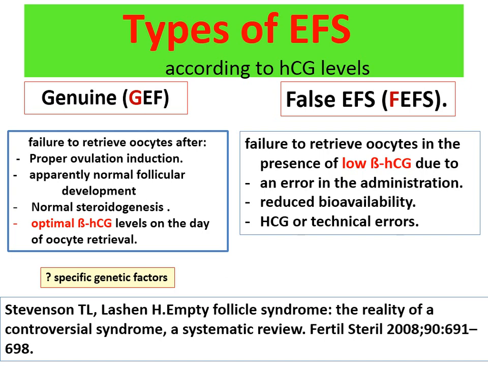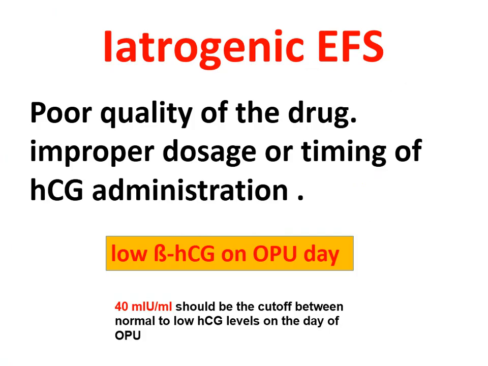But in the other cases, when you fail to retrieve oocytes in the presence of low beta HCG, which means that there is an error in the administration of beta HCG, reduced bioavailability, technical problems, any drug problem, or batch problem, these are called false empty follicle syndrome, which means that these factors are avoidable. If you correct these factors, you will not have false empty follicle syndrome. You will face only very rare cases of maybe genetic causes of genuine empty follicle syndrome.